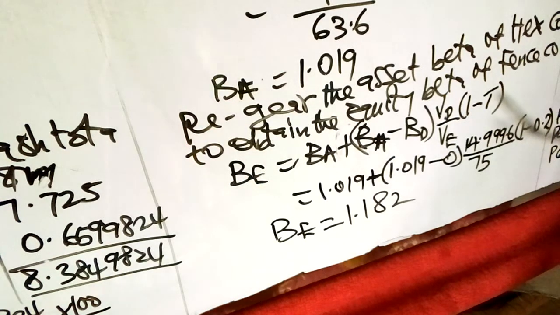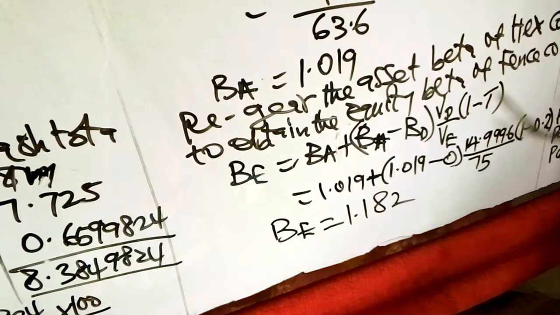Let me reconfirm that. 14.9996 times 0.8, minus 0, times 1.019, divided by 75. Then plus 1.019. Then we have 1.182. That is the equity beta.